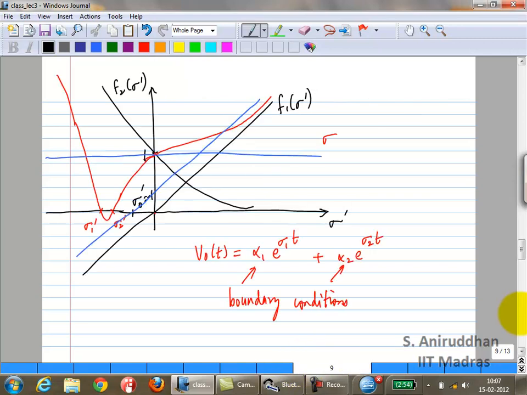Then we tried to solve it graphically by plotting it. One of them is f1 of sigma prime, the other is the exponential f2 of sigma prime, and then we plotted the sum of the two. For some cases you will find that there are two solutions, and we looked at those two solutions yesterday. The generalized expression for v0 of t is just going to be a linear combination of these two exponentials.